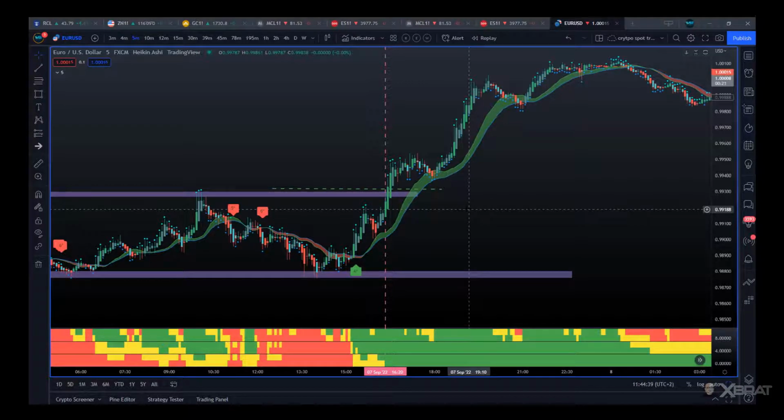And that confirmation could be on any strategy, really. It's a bias depth heat map, so it looks at 6 different time frames higher than what you're on right now and gives you whether it's bullish, bearish, or even neutral.